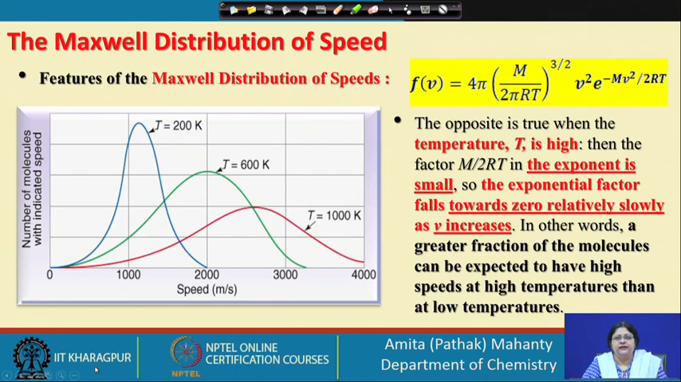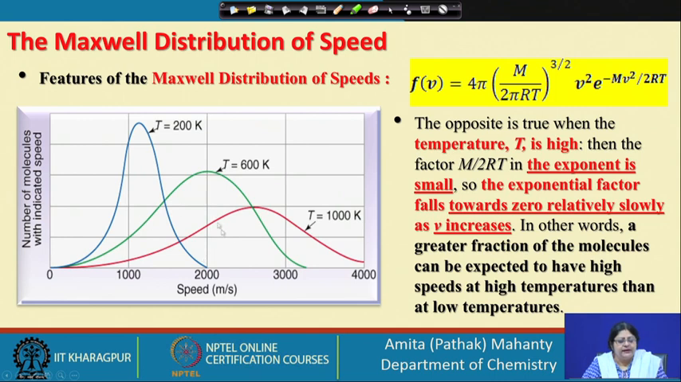In other words, we are saying the greater fraction of molecules can be expected to have higher speed at higher temperature. The fraction of molecules with higher speed will be higher at higher temperature than at lower temperature. Okay. So, as you see, the curve is going to be sharper when you have lower temperature. Okay. But if the gas is the same and you are using the same volume of the gas, then the area under the curve will be constant. So, all should be adding up to a probability equal to 1.